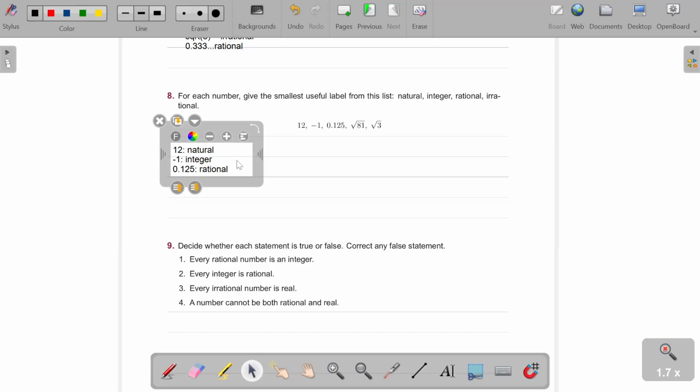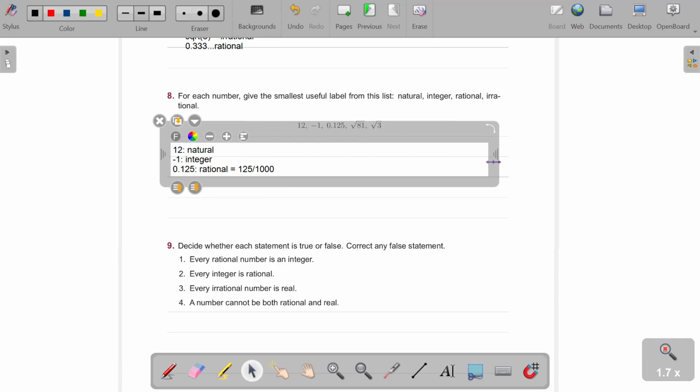I forget the technical term, but I can use a power of 10 that has 3 zeros. In other words, I can use 1,000, because 1,000 has 3 zeros and there are 3 numbers after the decimal point. This is the same as 125 over 1,000, and that is clearly a rational number. It fits the perfect definition of a rational number.